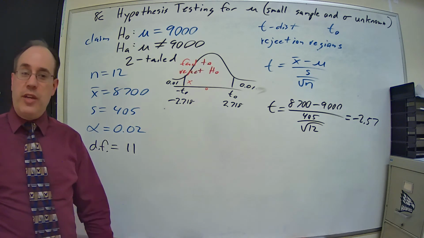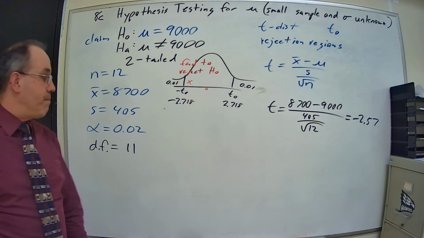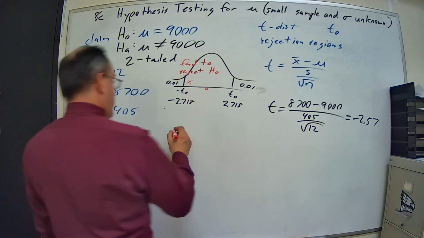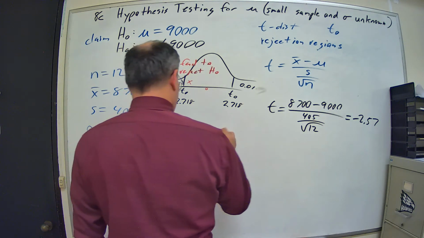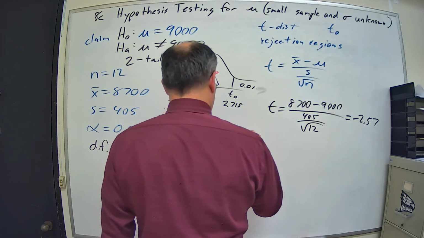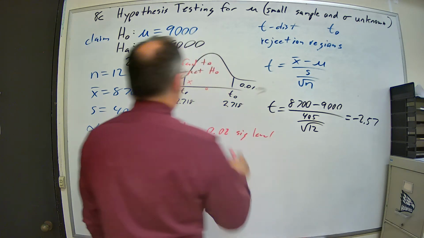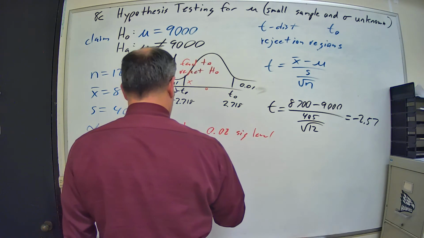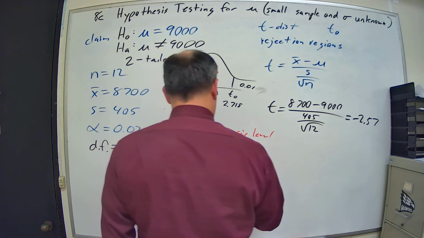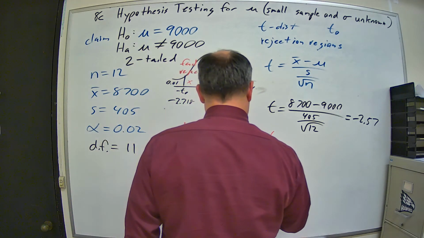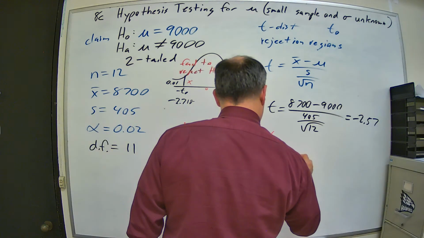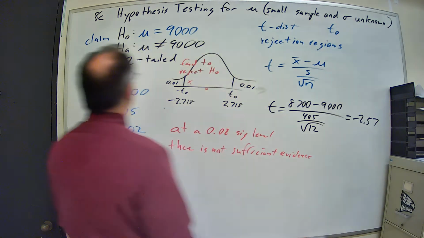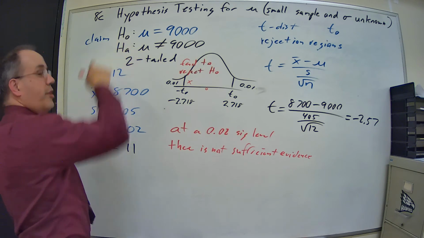We have everything we need to make the final statement about the claim. At a 0.02 significance level, there is not sufficient evidence to reject the claim.